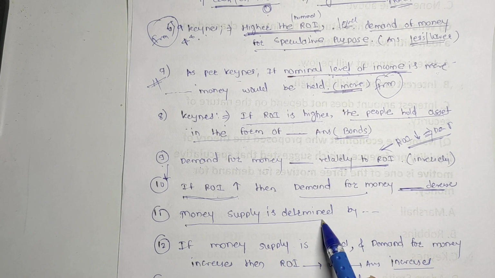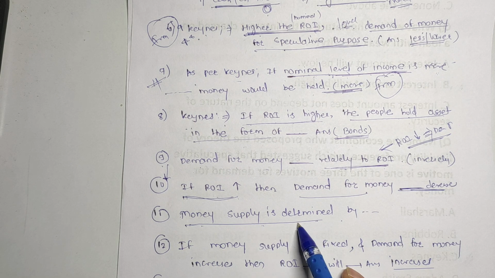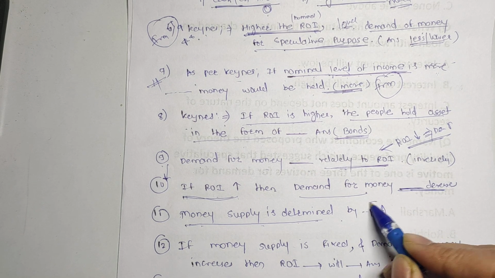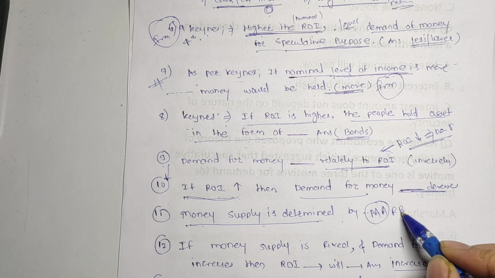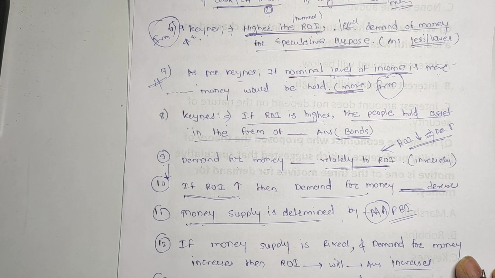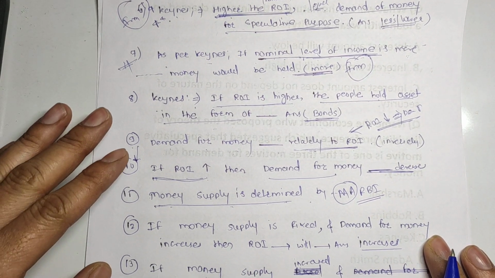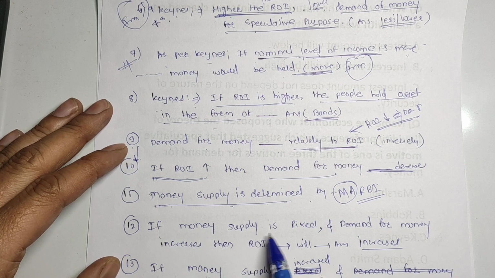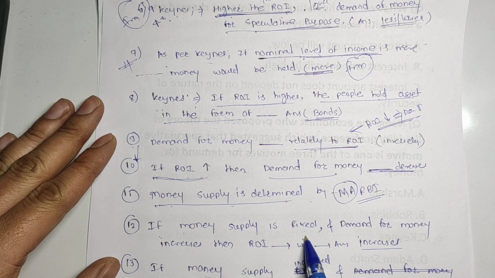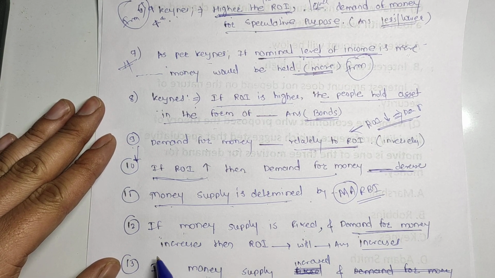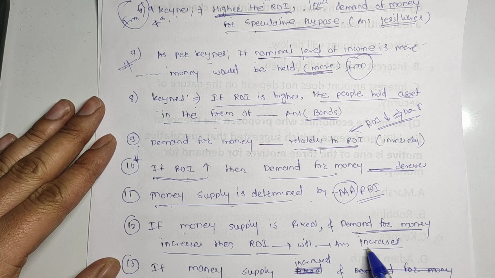If the money supply is determined by, who determines the money supply? The monetary authority, that is nothing but the RBI, determines how and what quantity of money should be supplied. Next, if money supply is fixed, and demand for the money is increased, then rate of interest will increase.